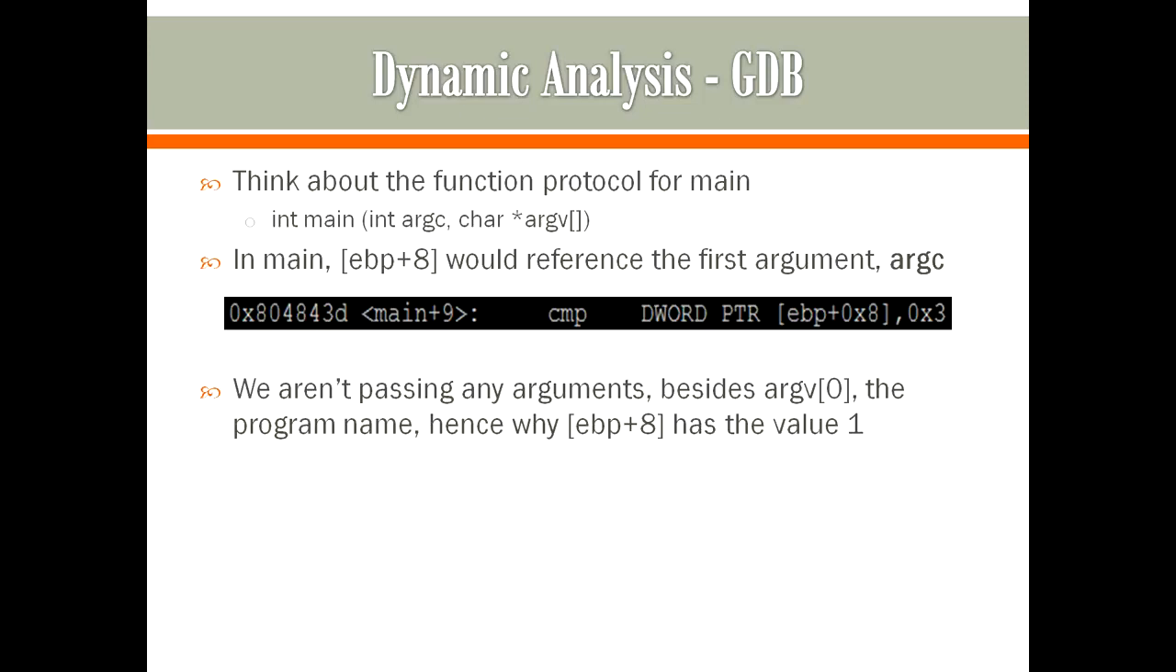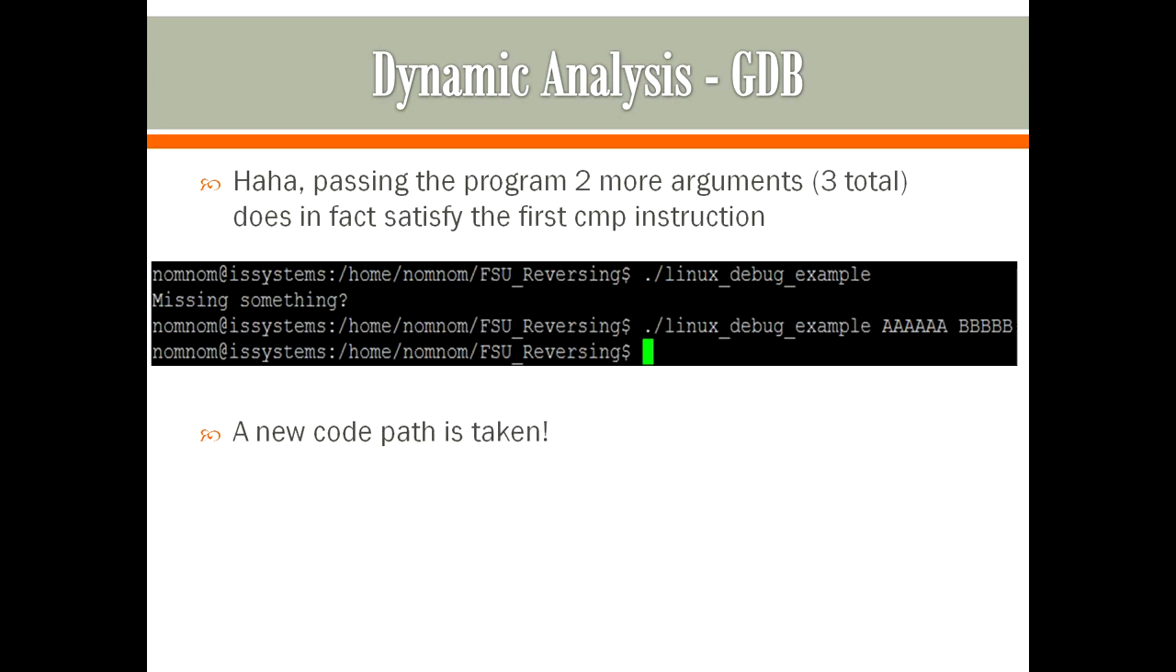Let's see what happens when we pass in additional arguments to the program. As the snapshot shows, passing in 2 arguments represented by the strings of A's and B's no longer presents the error message "missing something." This means our input satisfied the compare, and as a result, the binary executed a different code path.